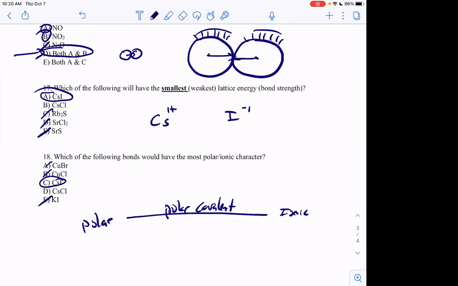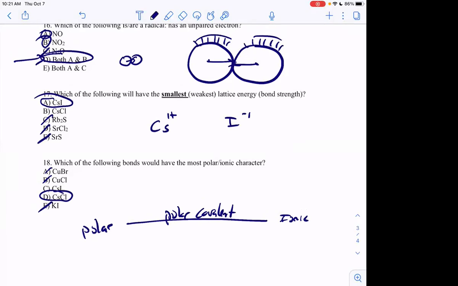You said it would be cesium chloride? Okay. I actually had one quick question on 17. Does the size of the atom increase as you go down the periodic table? Yes. So wouldn't chlorine actually be smaller than iodine? Yes. So would the correct answer be the other one? No, you want the largest ones because that creates the weakest. Oh, I see what you're saying.